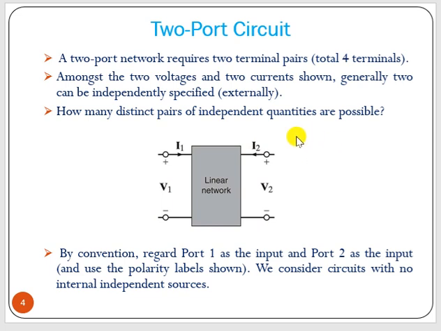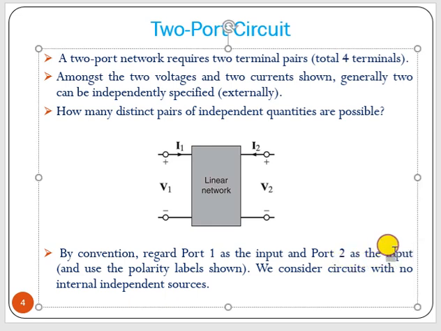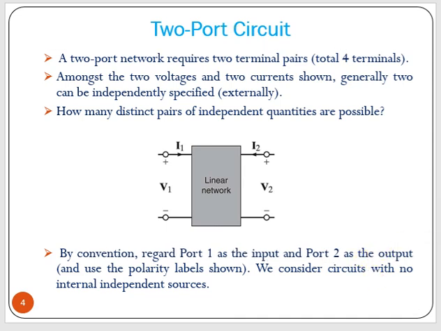Now how many distinct pairs of independent quantities are possible? In that case that will be 4C2, the value will be 6. Now by convention, regard port 1 as input and port 2 as output. We consider circuits with no internal independent source. That means in this network we don't have, or we should not have, any independent source.